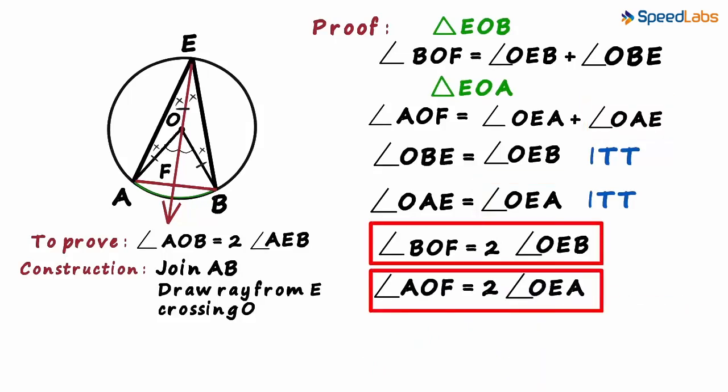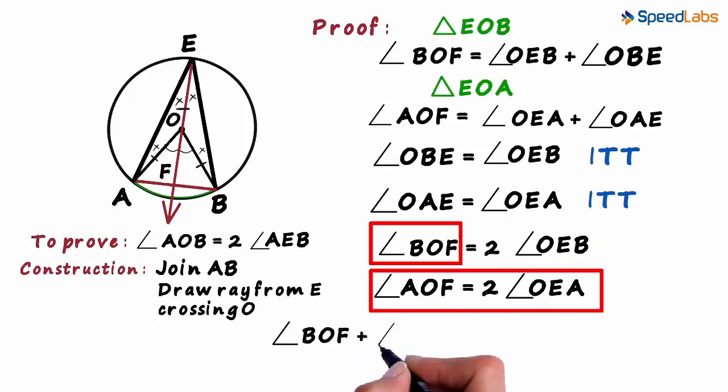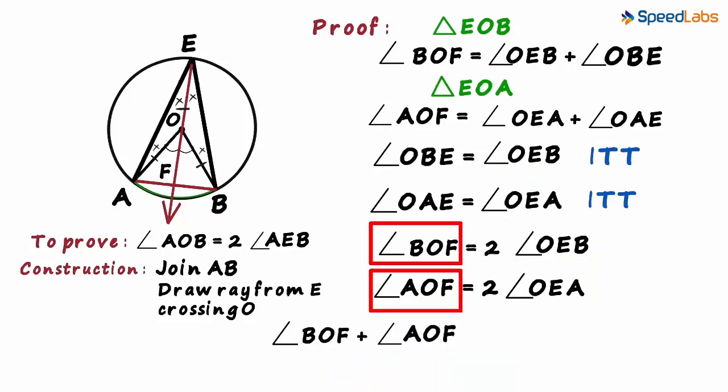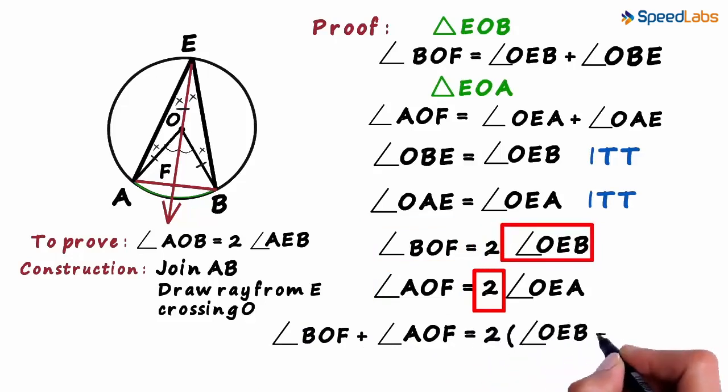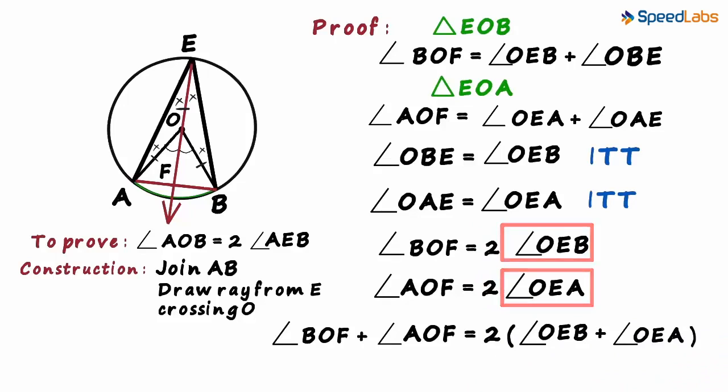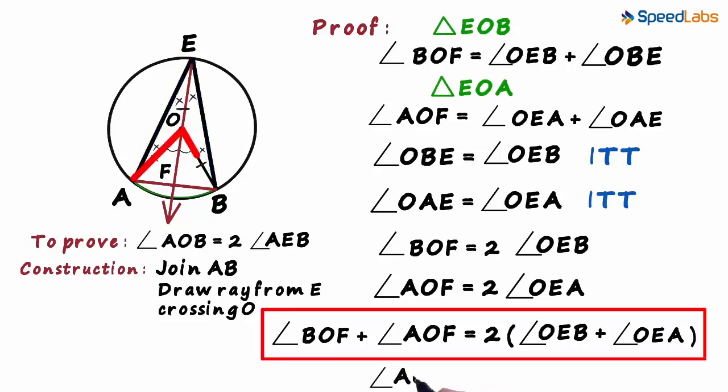If we add these two equations, we get angle BOF plus angle AOF on the left-hand side. And as we have 2 as the common term on the right hand side, we write it as 2 multiplied by angle OEB plus angle OEA. Now let's look at the figure again. Angle BOF and angle AOF together form angle AOB. And angle OEB and angle OEA together form angle AEB. From this equation, we get angle AOB equal to twice angle AEB.